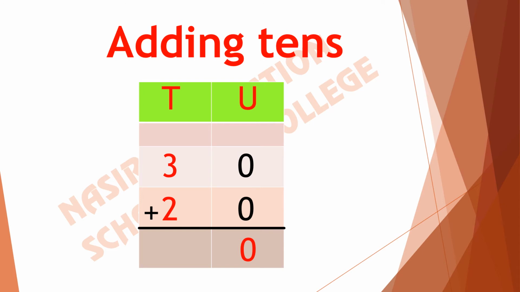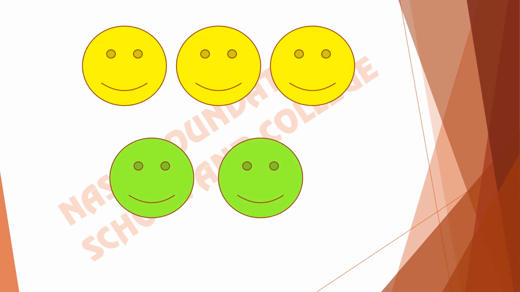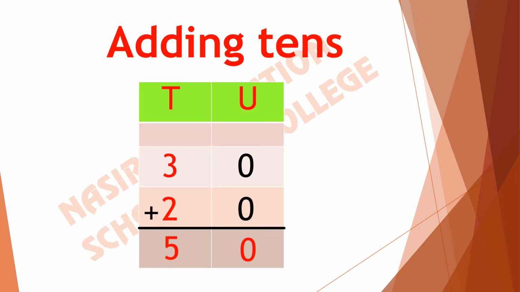After the addition of units, we will move towards tens. In the tens column, we see that there are two numbers, 3 and 2. Now we will add 3 and 2. In 3, if we add 2, we get 1, 2, 3, 4, 5. We get 5. We will write 5 in the tens column. It means if we add 30 and 20, we have the sum 50.